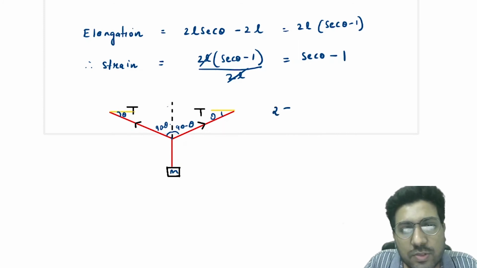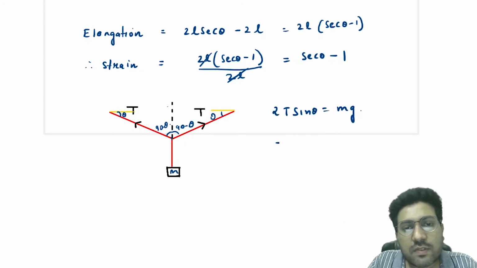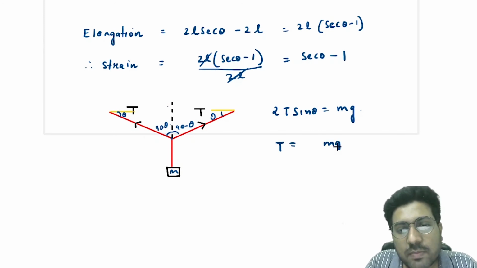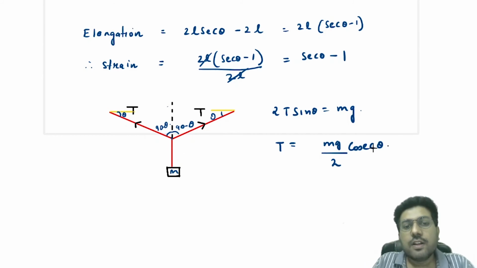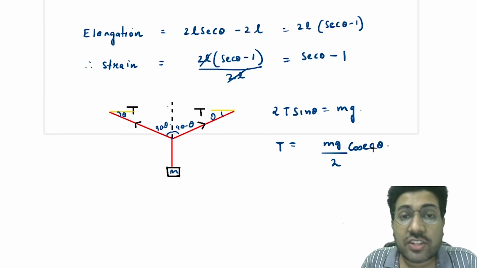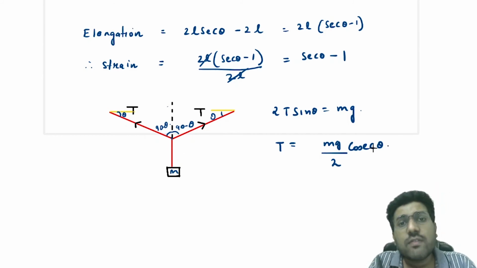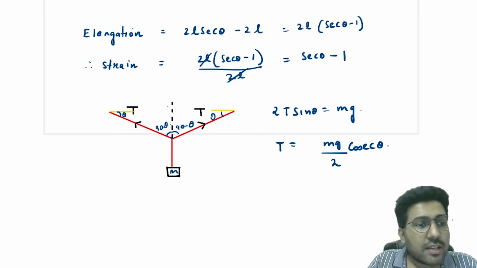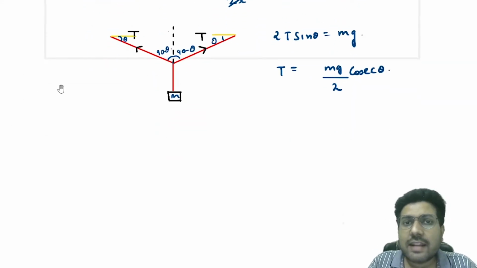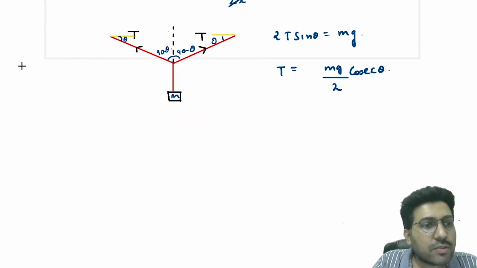So I'll say 2T sin theta is equal to mg. From this we will get T is equal to mg by 2 cosec theta. So we have got the value of the tension in the rod. Once you have got the value of the tension, you will get the value of stress. And you know by Hooke's law, stress is equal to Y into strain.